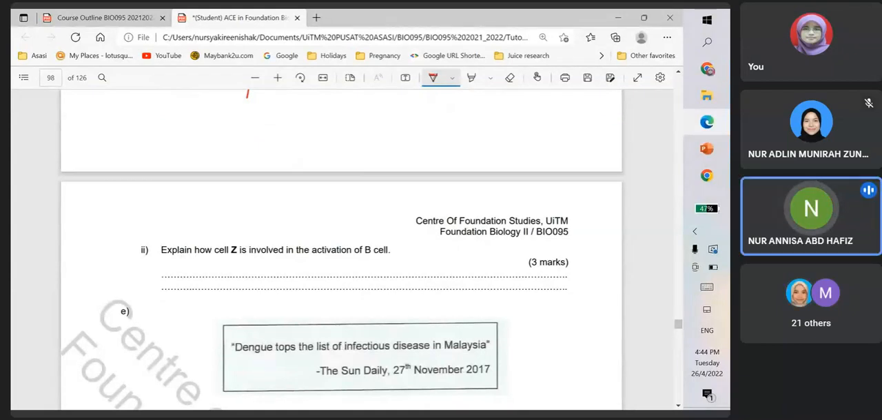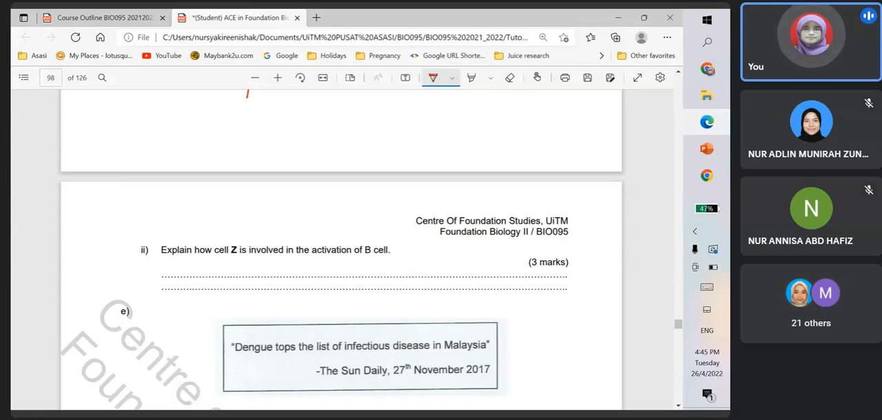Explain how cell Z is involved in the activation of B cell. The TH cell are activated when their receptor combine with foreign antigen MHC antigen complexes on APC. Activated TH cell recognize antigen MHC complex on the B cell, and TH cell secrete cytokines to activate B cell. So, B cell when it is activated, dia akan undergo proliferation and then produce two clones, which is effector and also memory cell. Boleh tambah kat situ. Okay, activated B cell differentiate into plasma cell and also memory cell.